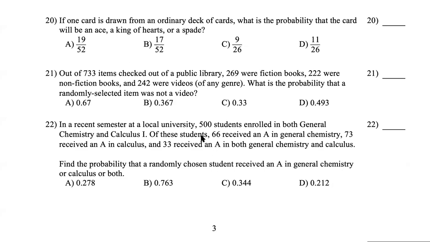We got those questions. Some university, 500 people enrolled in both classes. Out of those, 66 receive an A in chemistry, 73 receive an A in calculus, and 33 receive an A in both. Find the probability that a randomly selected student receives an A in chemistry or calculus or both. Everybody? The only confusing part for some people is when they say "or both." That might confuse you. So what are they essentially asking?